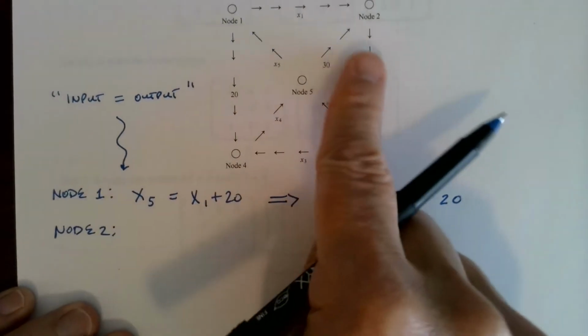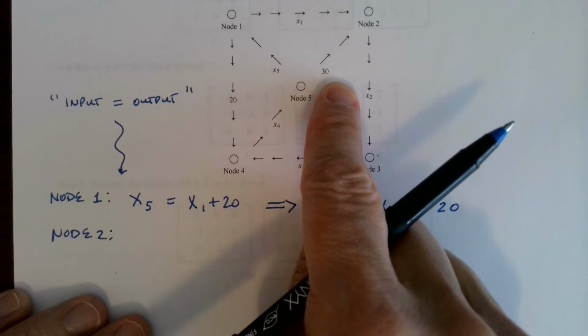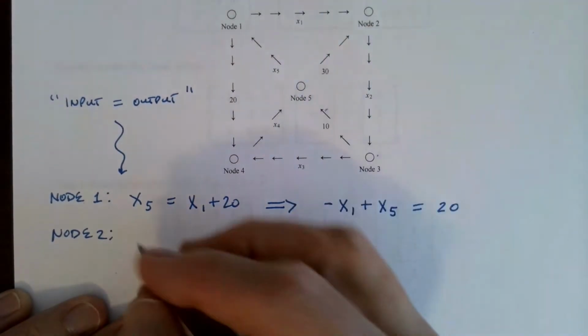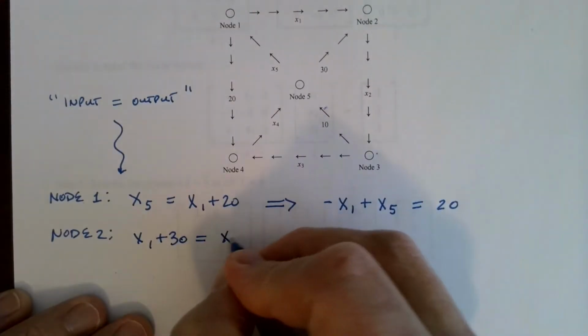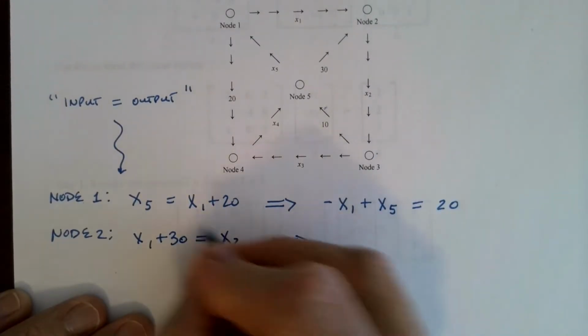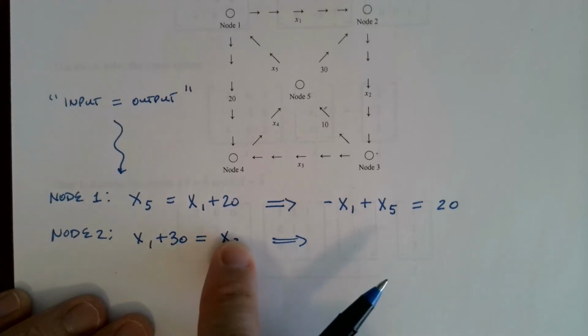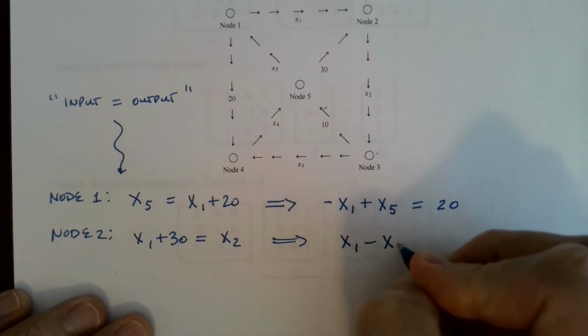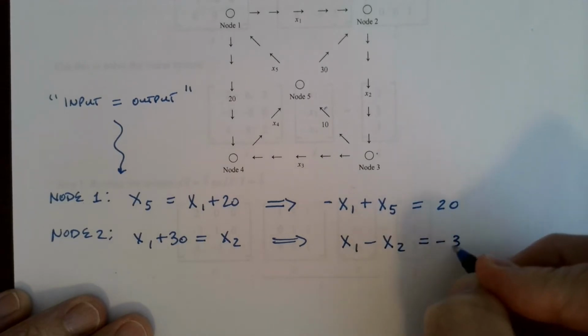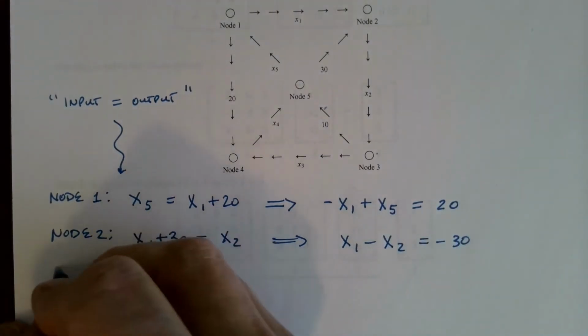Node 2, we have coming in x of 1 plus 30, and going out, we have x of 2. Again, I want to get the x of 2 over there. That constant term I want to get on the right, so I'm going to subtract x of 2 from both sides, and I'm going to subtract 30 from both sides. There's my second equation.